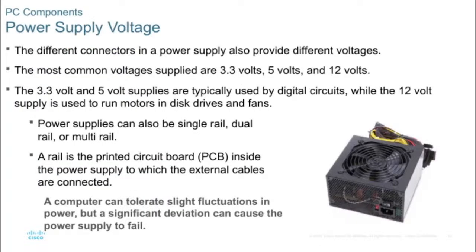A computer can handle small ups and downs in power, but a big swing can make the power supply fail. Power supplies come in different types: single rail, dual rail, or multi-rail. A rail is basically the circuit board inside the power supply where the cables connect. These connectors deliver different voltages, usually 3.3 volts, 5 volts, and 12 volts. The lower voltages power digital circuits, while the 12 volts run motors in disk drives and fans.